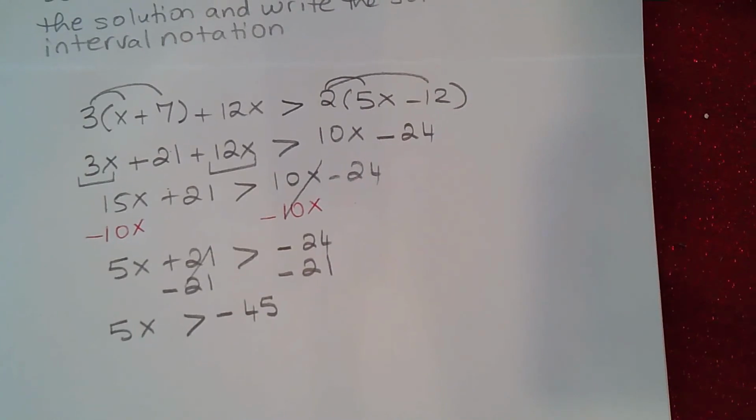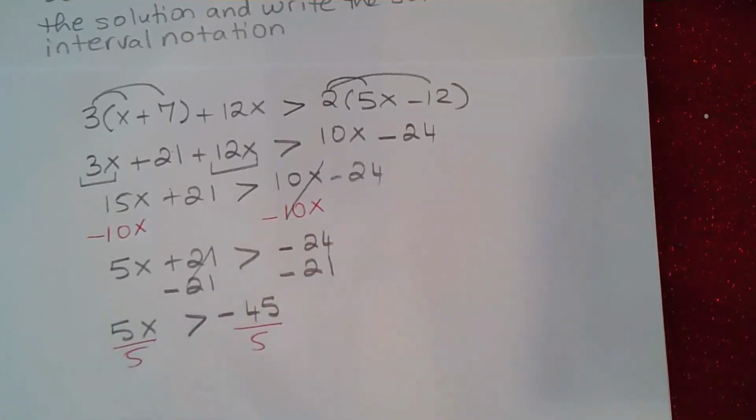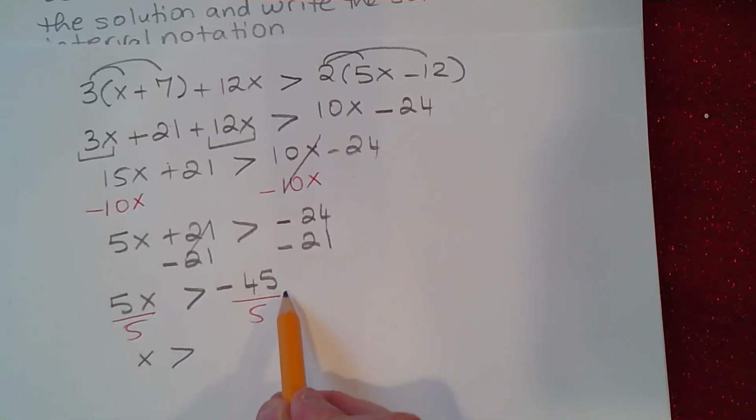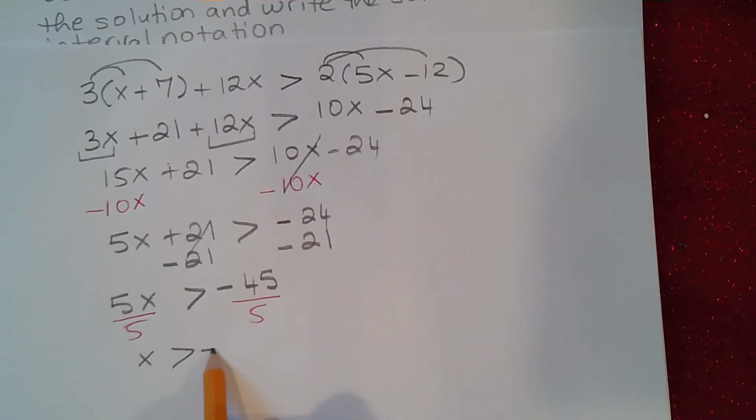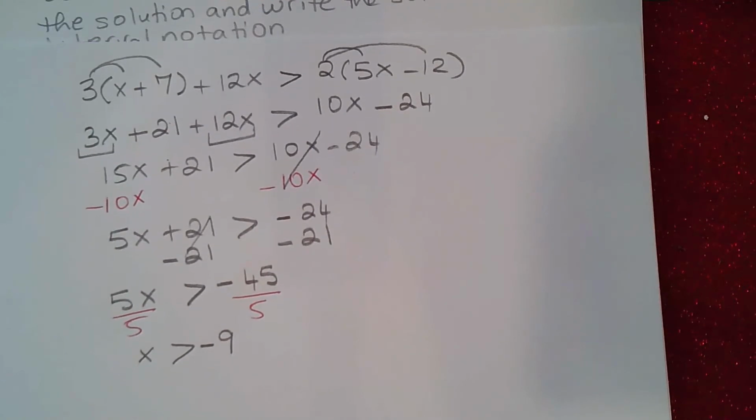Now we need to isolate the variable. So we have to divide by 5 on both sides of the inequality. So we divide by 5. And that gives us x greater than negative 45 divided by 5, which is negative 9. And we just solved the inequality.